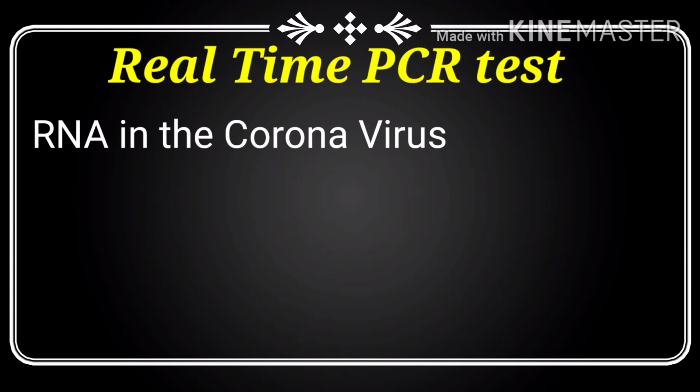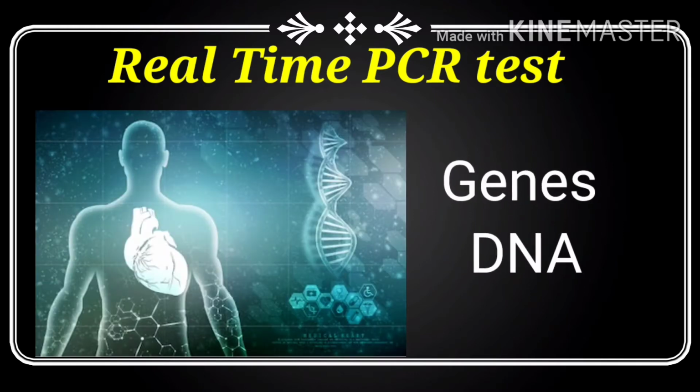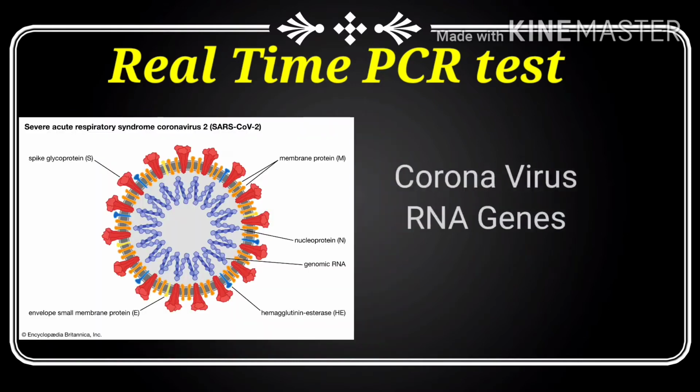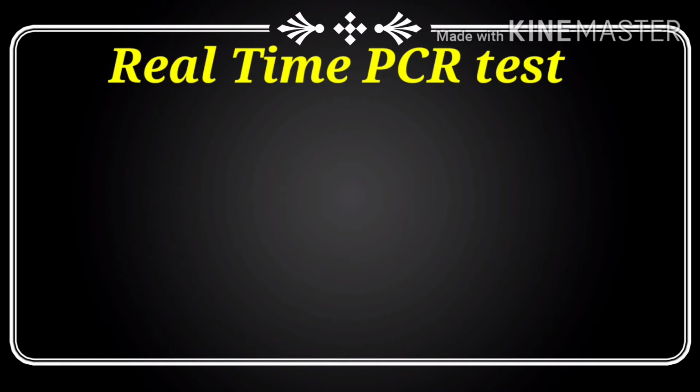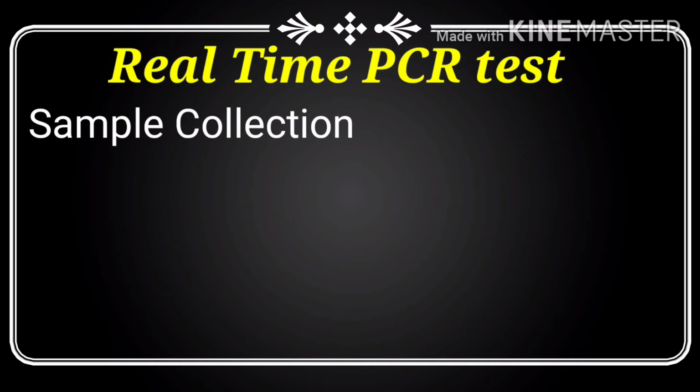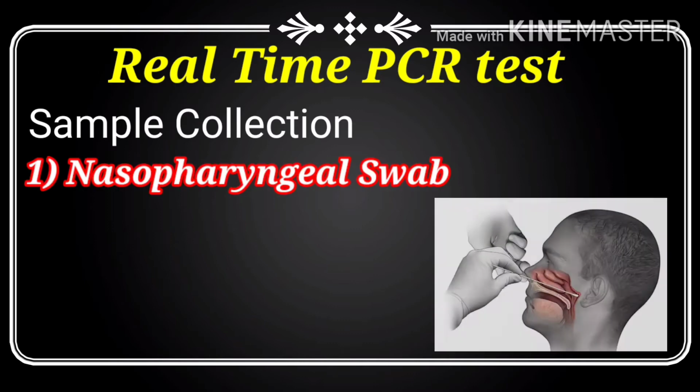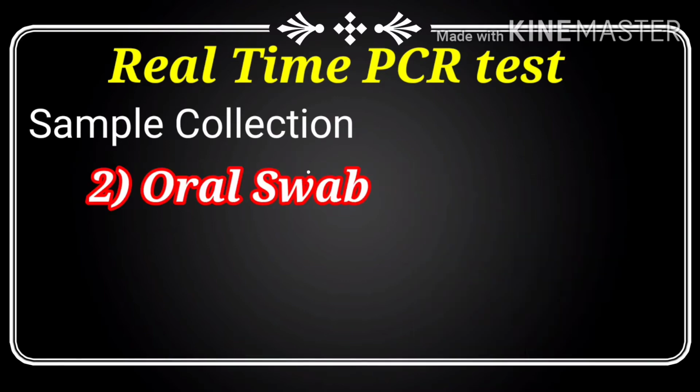RNA in the coronavirus. For example, in our human body, genes like DNA are present. In coronavirus, genes like RNA are present. So, in the real-time PCR method, coronavirus RNA is determined. For the real-time PCR method, a sample is collected. The sample is collected in two ways, either by nasopharyngeal swab or oral swab.